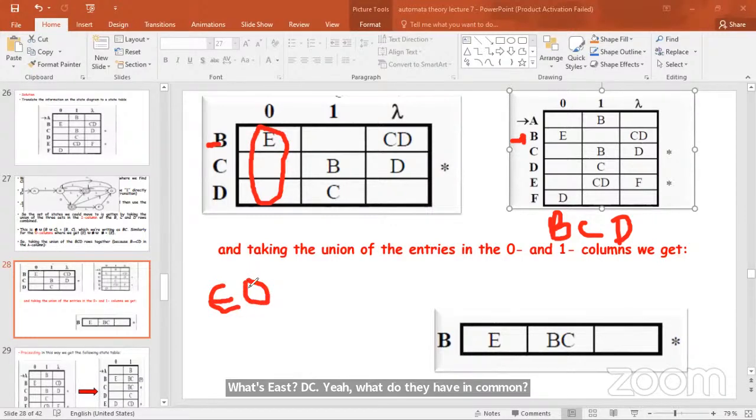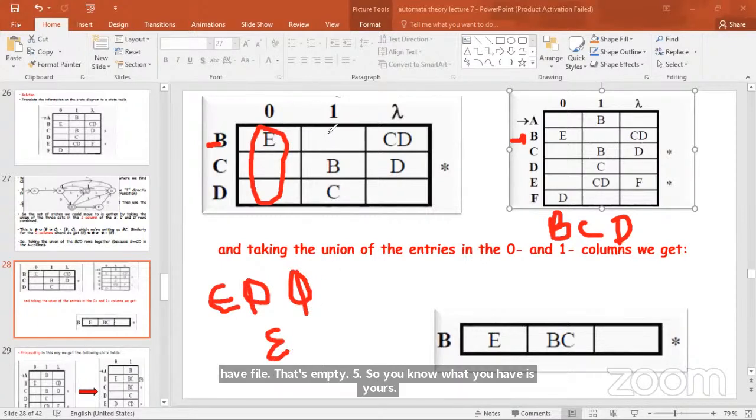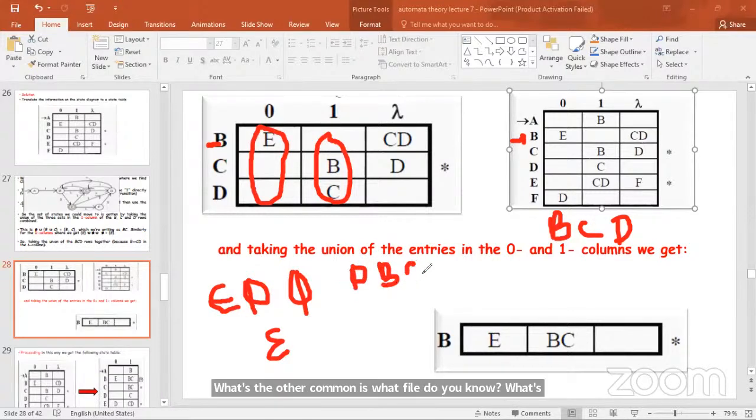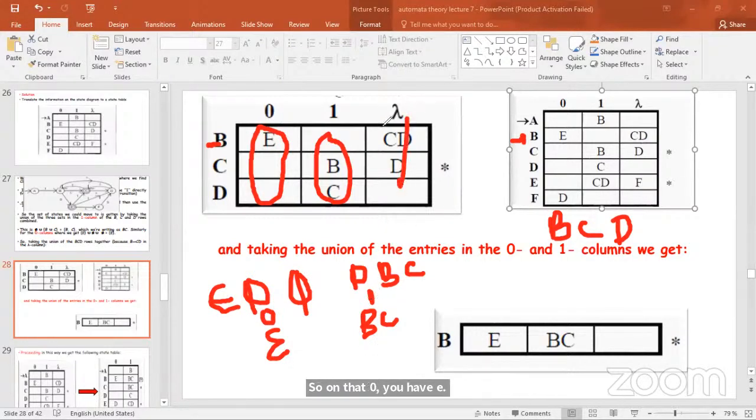They have file, that's empty. So in all, what you have is just E. Then the next one, you look at what do these people have in common? What they have in common is file, union B, union C. So you have B, C under 1. So under 0, you have E. Under 1, you have BC. So this is what we want to cancel out. So there's no need to find what is their union, right?